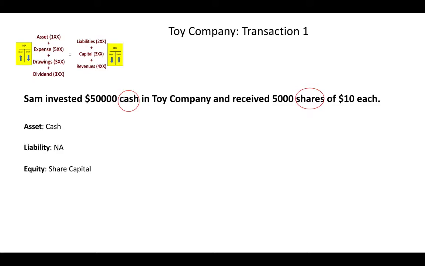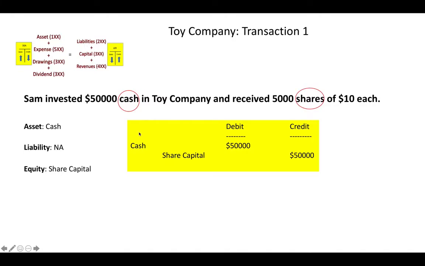Now, $50,000 cash invested in your business, so cash goes up. And if you can see from this diagram, the basis is that if an asset goes up, it's a debit. So cash is debited, and share capital also goes up because he received 5,000 shares, and capital is on the right side. So if it goes up, it's a credit. So cash to share capital, $50,000.